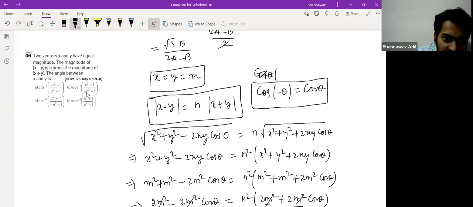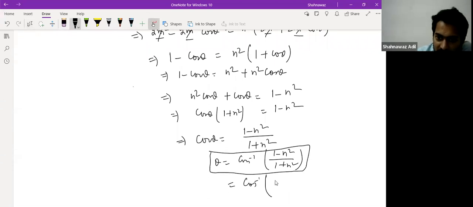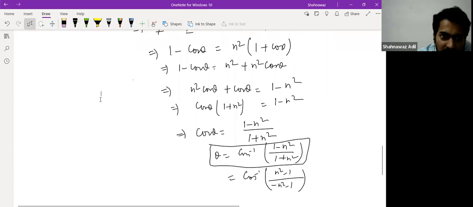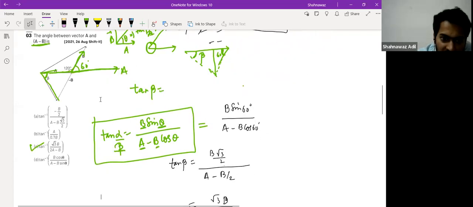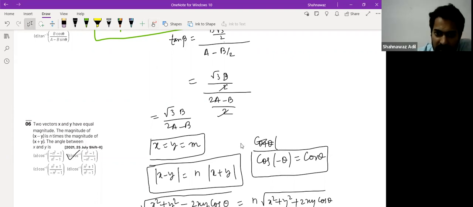Understood? Yes. So if we take minus from here, then this will match this. So if we take minus here, you can put minus over here. So this will be n square minus 1, and this will be minus n square minus 1. So this is matching with this one. So this is the right answer. Understood up to this point? Yes, sir. I didn't understand the last point where the answer changed.